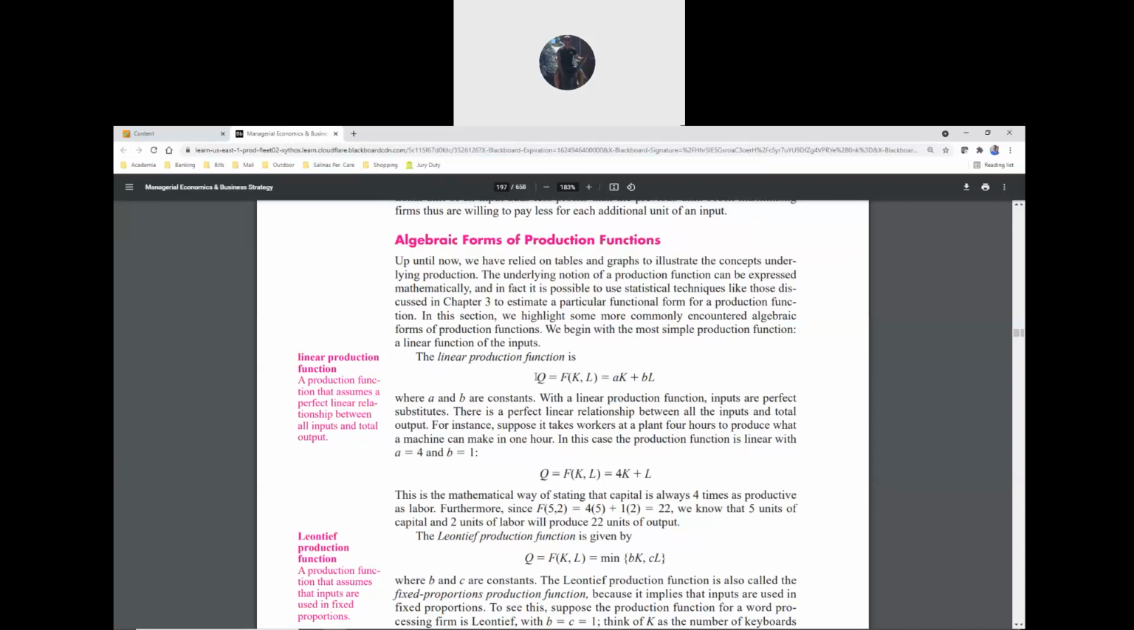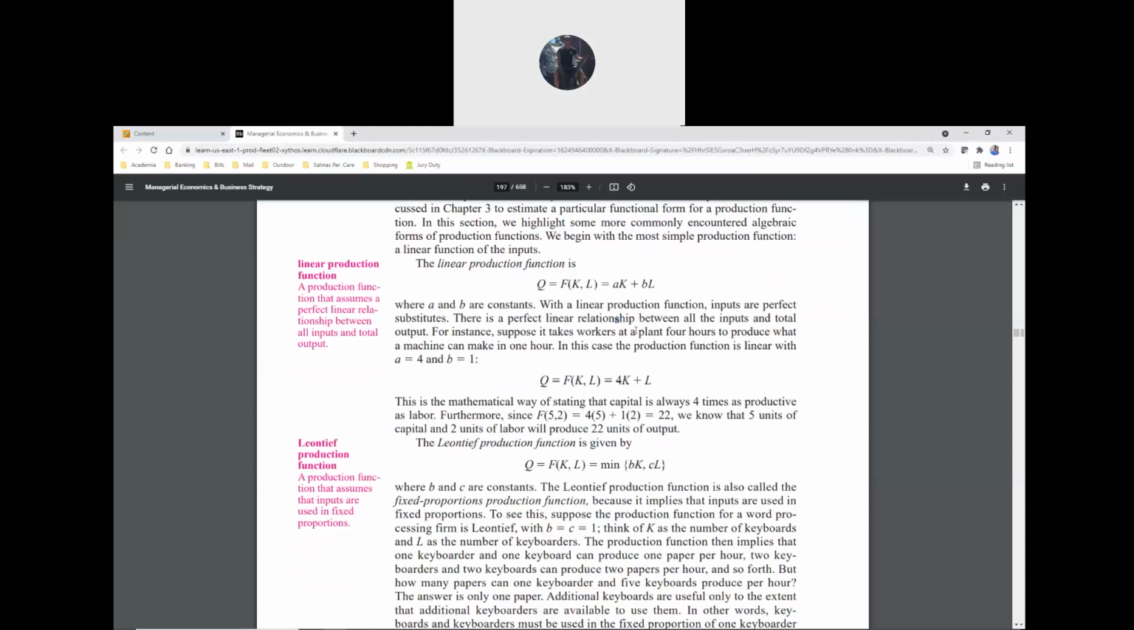So output here is just a simple linear function, where AK plus BL is some parameter-based linear function, and capital and labor are essentially independent of each other. So we'll look at some examples there. For example, if A was 4 and B was 1, your production function could look like 4K plus L, with the numerical parameters. So with any estimated value for the parameters or coefficients A and B, your production function could take some linear form where it's some A times K plus some B times L.